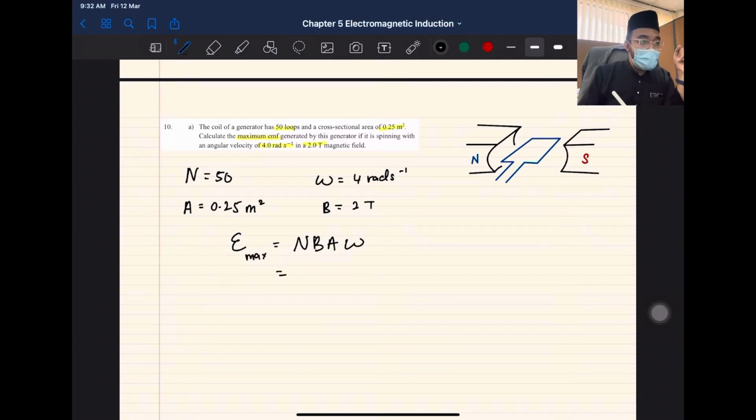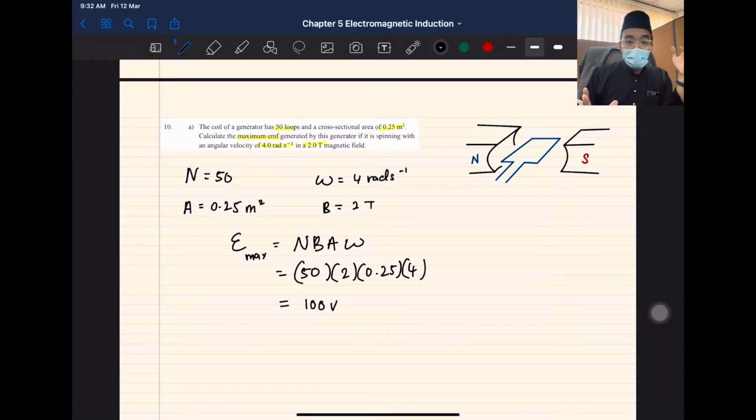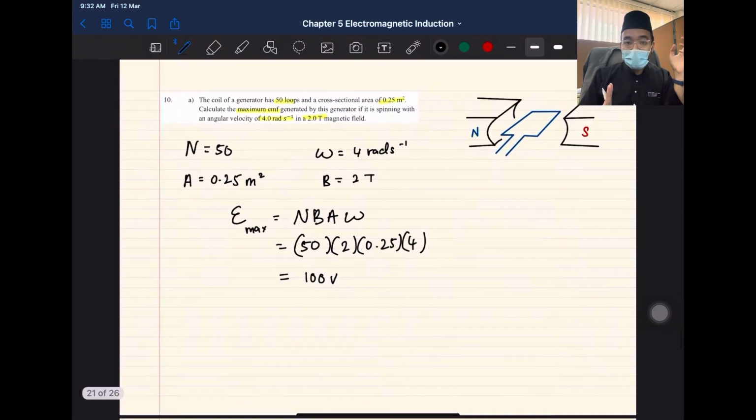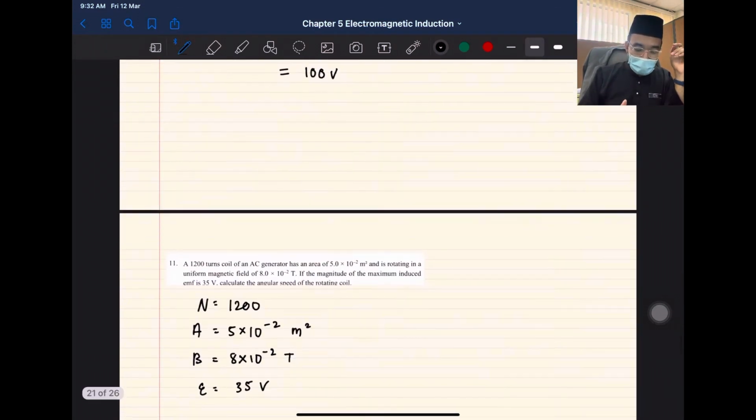If you want to substitute all the values, it will be 50 times 2 times 0.25 and then 4. Okay, this kind of question, if you get it wrong, most probably you pressed it wrongly. Make sure you use the correct formula. The usual student problem is they cannot calculate or cannot use the correct formula, that's all.